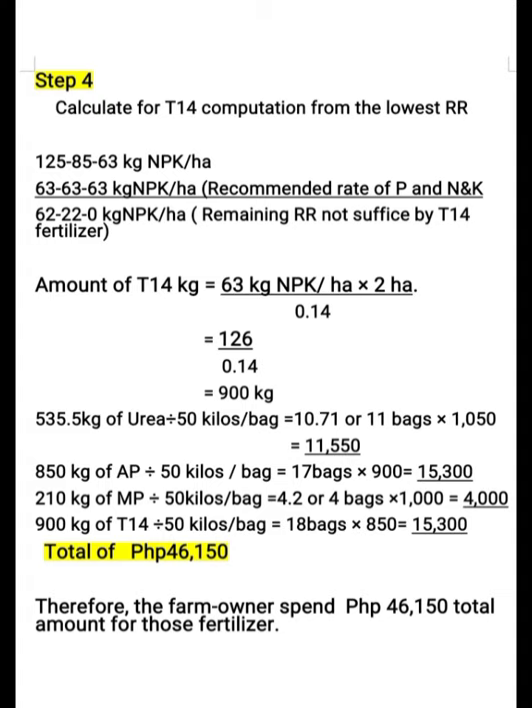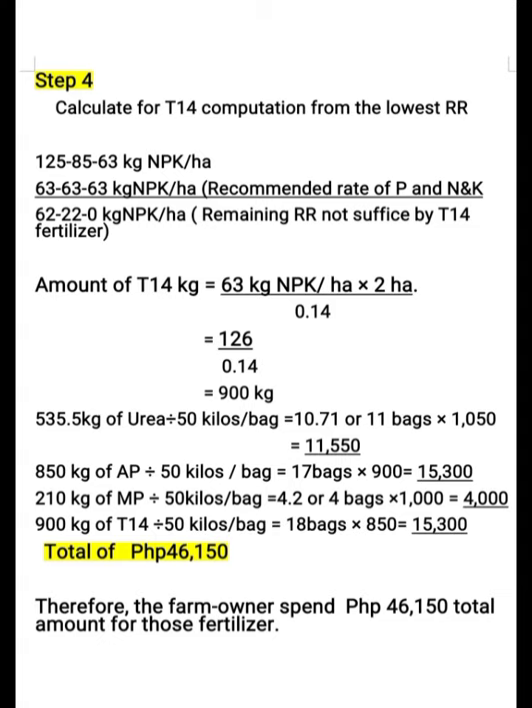Step 4. Calculation of triple 14 from the lowest recommended rate. The lowest recommended rate is 63, and triple 14 contains 14% nutrient in the fertilizer material. I'm going to divide 63 kg potash per hectare multiplied by 2 hectares as an area, divided by 0.14, which gives me 900 kg of triple 14, which means to reach the recommended rate of 63 kg potash per hectare, it needs 900 kg of triple 14 in the field.